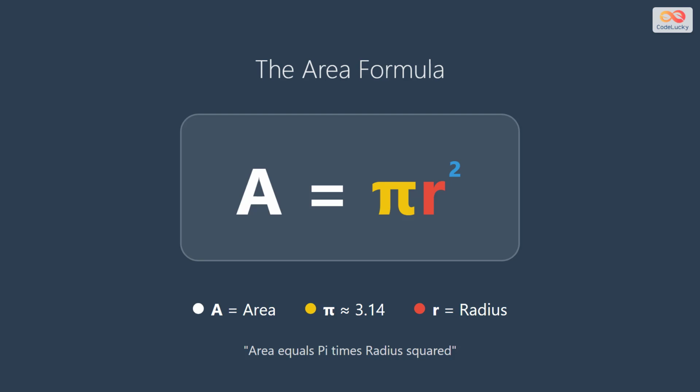Here is the formula for the area of a circle. Area equals pi times the radius squared. This means you take the radius, multiply it by itself, and then multiply the result by pi. It is crucial to remember that we only square the radius, not the pi.